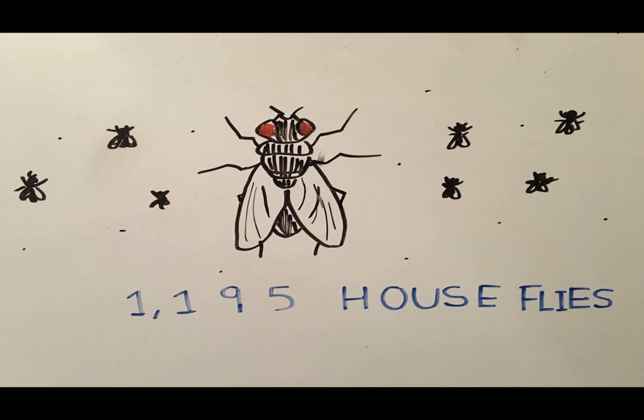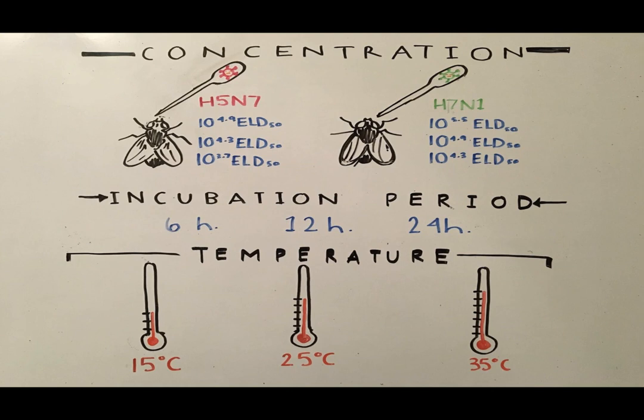So the experiment used 1,195 houseflies that were fed different concentrations, stored in different incubation periods, and stored at different temperatures. Each group of 5 flies was fed either H5N7 virus at doses of 10^4.9 ELD50, 10^4.3 ELD50, or 10^3.7 ELD50, or the flies were fed H7N1 at doses of 10^5.5 ELD50, 10^4.9 ELD50, or 10^4.3 ELD50. ELD50 signifies the lethal dose that will kill at least 50% of the eggs.